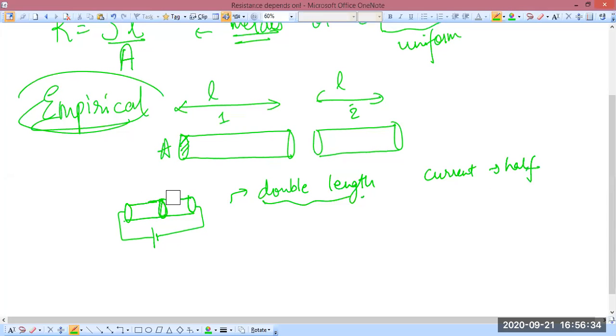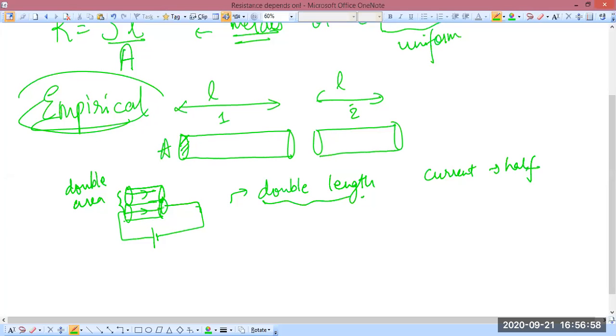Similarly, what they would have done is they would have connected like this, one on top of each other. So now this is double area. I hope that makes sense. It's like charge can flow through this, or it can also flow through this.